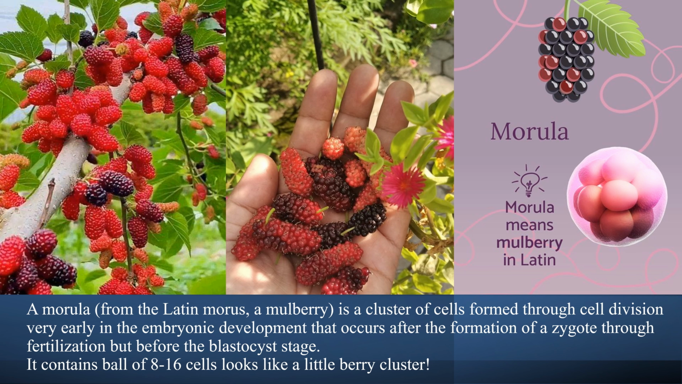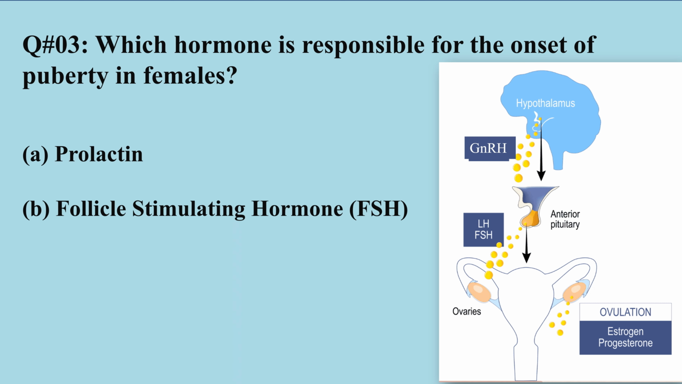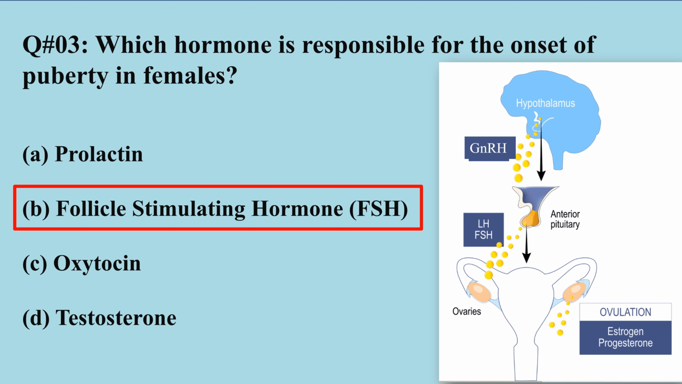much cells it contains. Question number 3, the very important question: which hormone is responsible for the onset of puberty in females? Option A, prolactin; B, follicle stimulating hormone; C, oxytocin; D, testosterone. So the right option for this question is B, follicle stimulating hormone. FSH hormone is known for the onset of puberty in females.